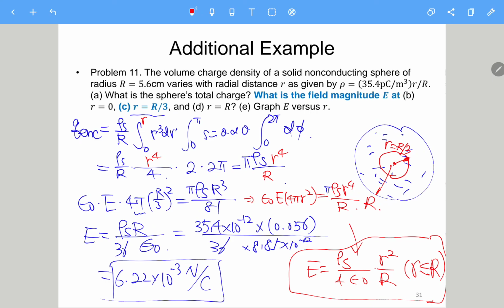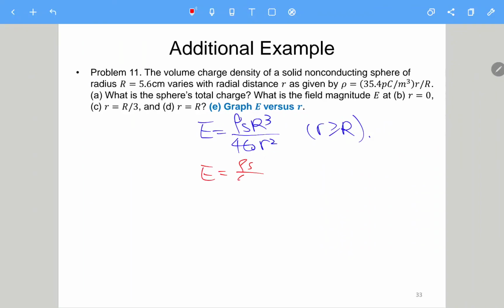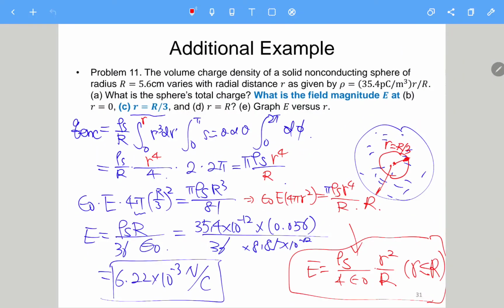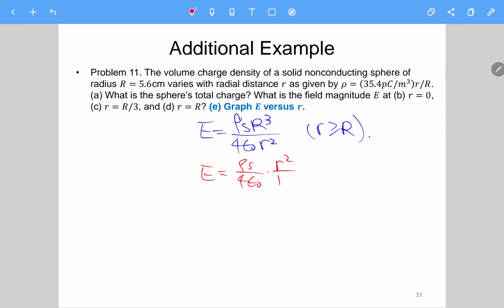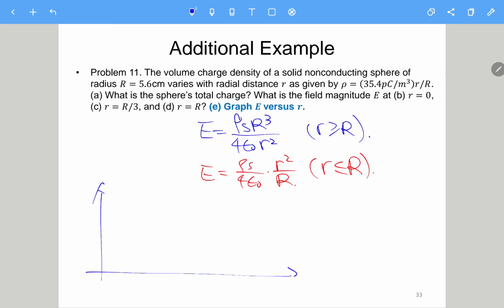And yeah, so actually this is the expression: E equals rho S over 4 epsilon naught, and then we have r square over capital R, for r smaller or equal to R. So here we can draw it out. So we have R here. So this one is proportional to r square.